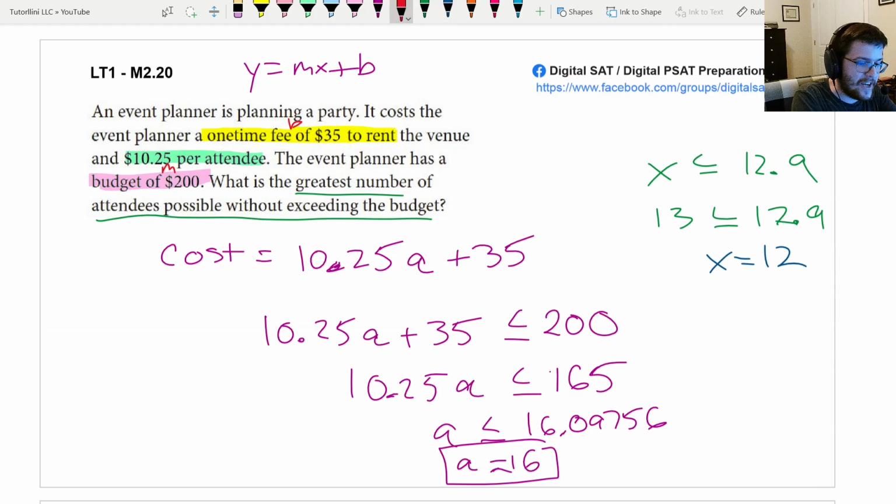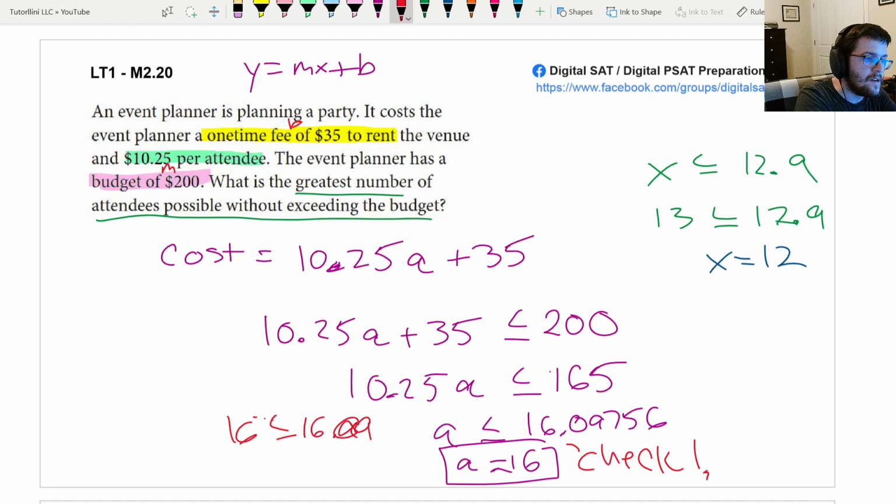So forget everything I just said. Just always check to make sure it satisfies your inequality. So I'm going to go, okay, 16 less than or equal to 16.09. It is. Is that the biggest value there? Yes. So I did a good job. So always just check your work. So the answer is 16.